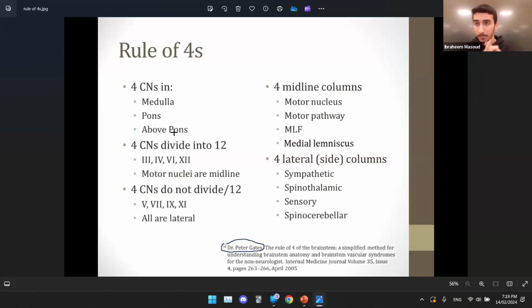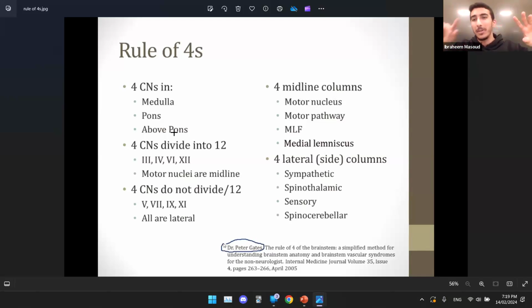What about 5, 7, 8, 9, 10, 11? What about them? They are on the lateral side. So, is there any lateral nucleus in the midbrain? No, because we said only 3 and 4 are in the midbrain and they're in the middle. What about the pons? The pons has 5, 6, 7, 8. We said 6 is in the middle of the pons. So 7, 8 and 5 are on the sides, lateral.